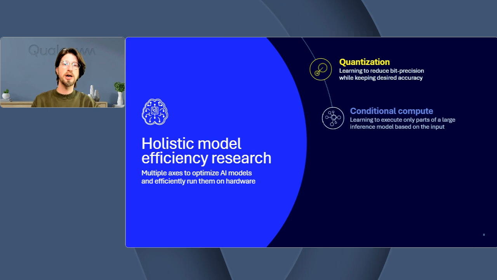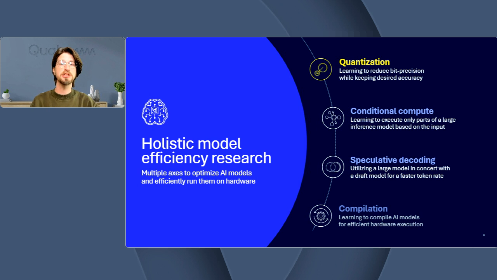Qualcomm puts a lot of effort into its AI model efficiency research for improved performance of neural networks. This is what's going to allow inference AI to truly scale. Qualcomm is taking a holistic approach for model efficiency research, since there are multiple vectors to shrink AI models and efficiently run them on hardware. We have research efforts in quantization, conditional compute, speculative decoding, and compilation, as well as a few other topics that we won't get into in this presentation.